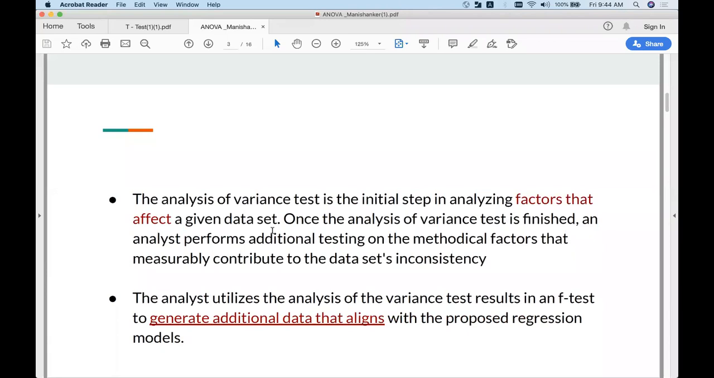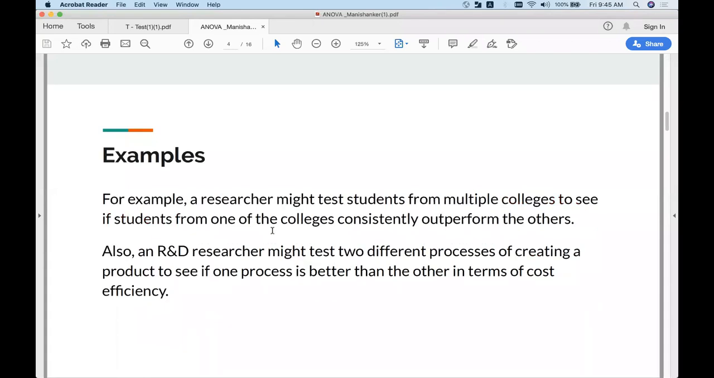Okay, so all this is unclear. So let me show you what actually it means. The analysis of variance test is the initial step in analyzing the factors that affect a given data set. Once the analysis of variance test is finished, an analyst performs additional tests on the methodical factors that measurably contribute to the dataset's inconsistency. The analyst utilizes the analysis of variance test results in an F-test to generate additional data that aligns with the proposed regression models. Okay, so let's see one example and see what all this fuss is about.